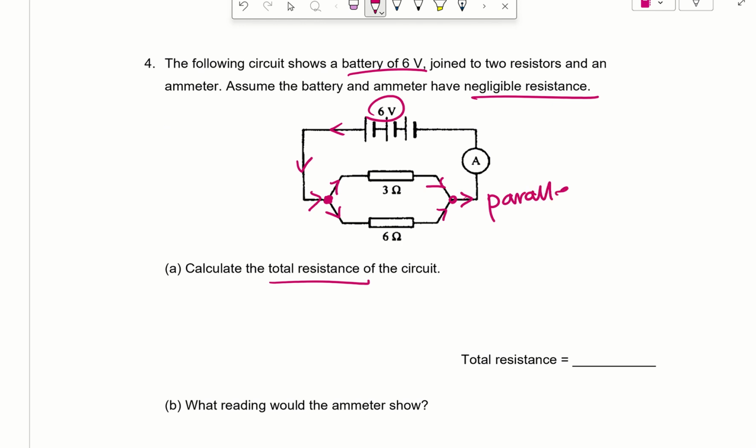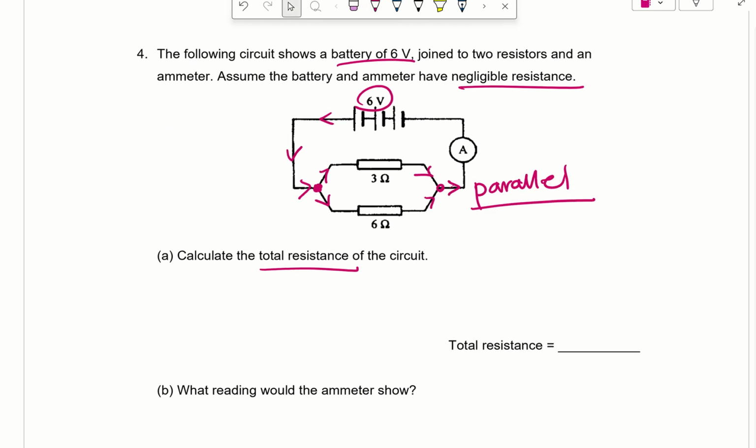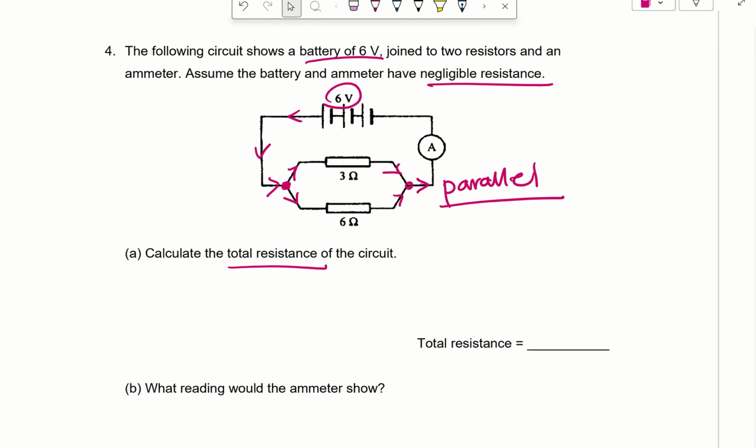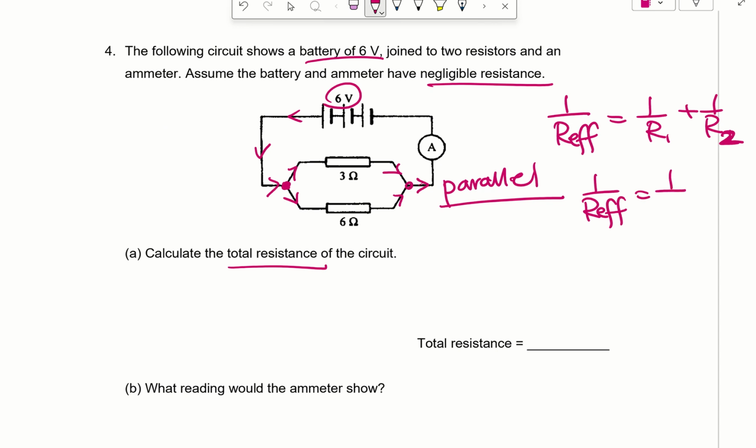So this is the first thing that you need to know: whether it is series or parallel. You can do this by role playing the current, to see if there is any extra path that it needs to split into. Then you need to recall the formula for effective resistance. For parallel, it is 1 over R1 plus 1 over R2. Okay, so what is my effective resistance? I can choose R1 to be 3, it doesn't matter. Then I'll choose R2 to be 6.